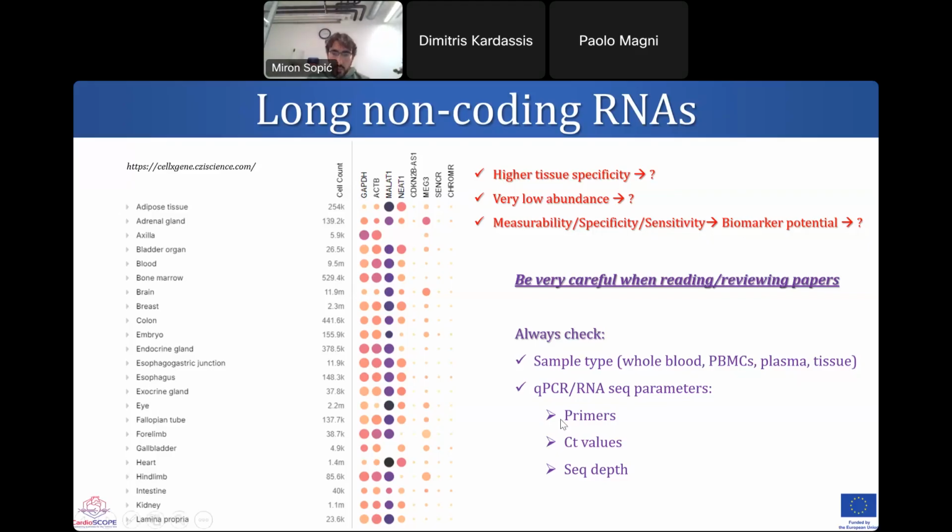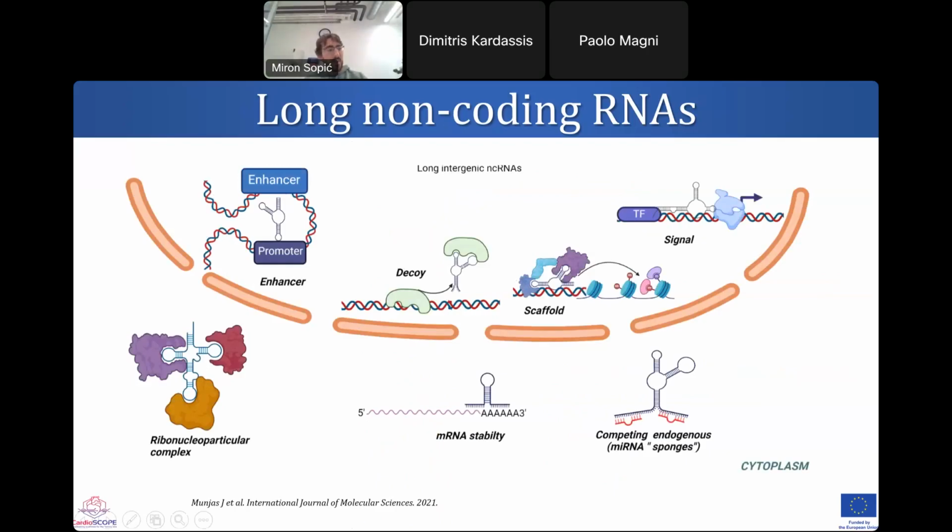So when you read the papers, or if you are reviewing them, please always check these things that I advise you here to do, because for sure I can tell you that for most RNAs, you will see many papers being published about MALAT1 measured in plasma or in serum, and I can tell you from my personal experience that this is very hard to do with traditional methods. So just be careful.